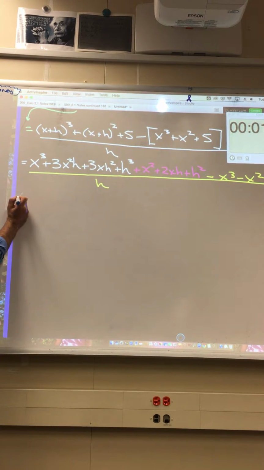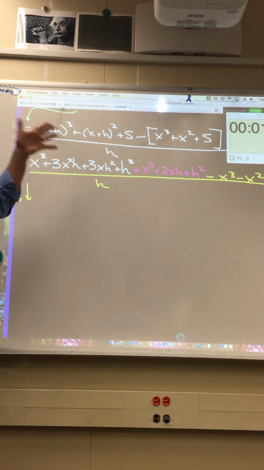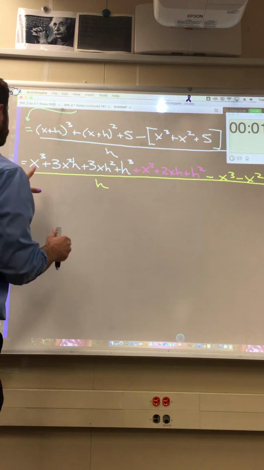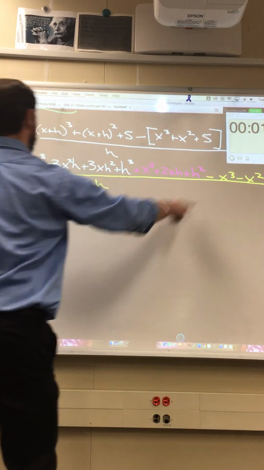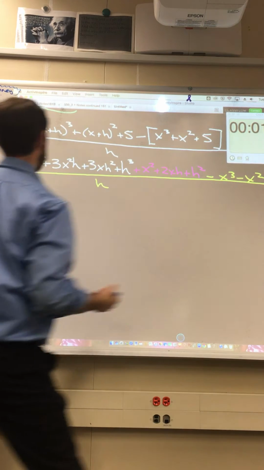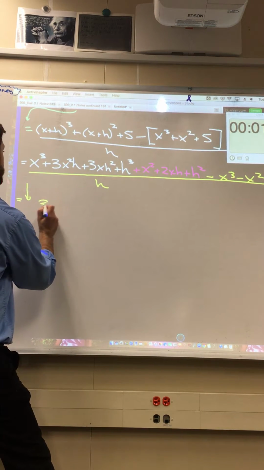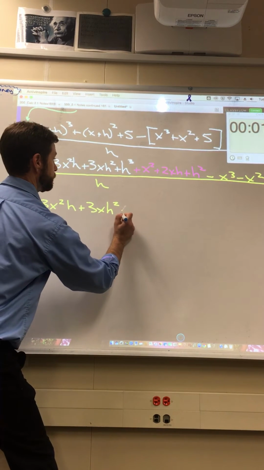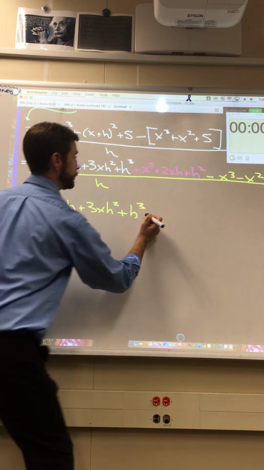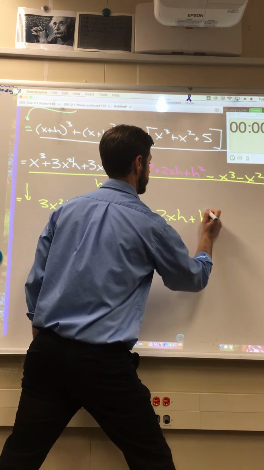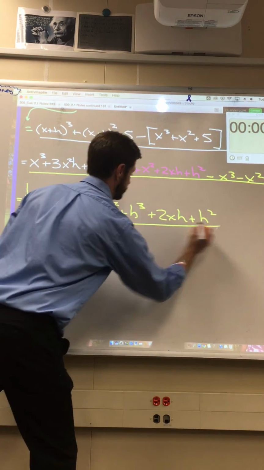Now, bringing down the limit notation, if we've done things correctly, every term that doesn't involve an h will drop out by the nature of what you're doing. So you've got x cubed minus x cubed, an x squared minus an x squared, and that's it. What we've got left is 3x squared h plus 3x h squared plus h cubed, plus 2xh plus h squared all over h.